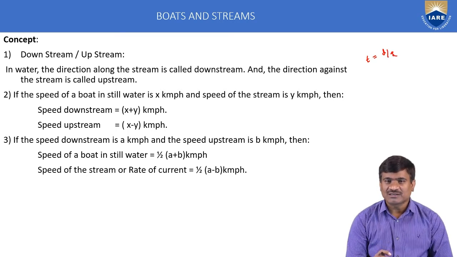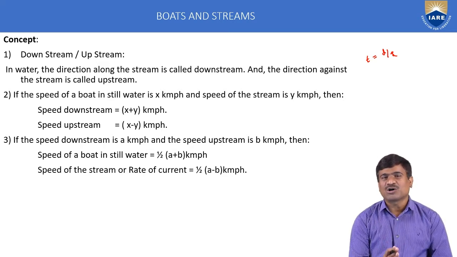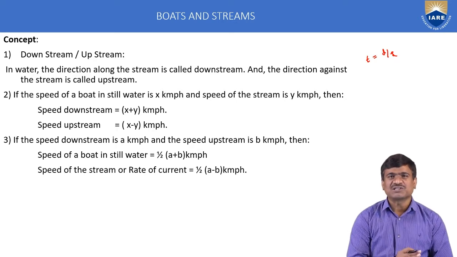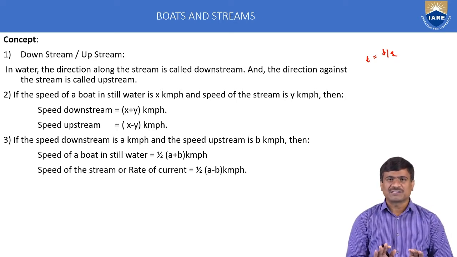In this topic, we calculate only the speed term, either the speed of a downstream or the speed of an upstream. Here, time and distance are constant values; we calculate only downstream or upstream. These are the types of questions that belong to the boat and stream topic.